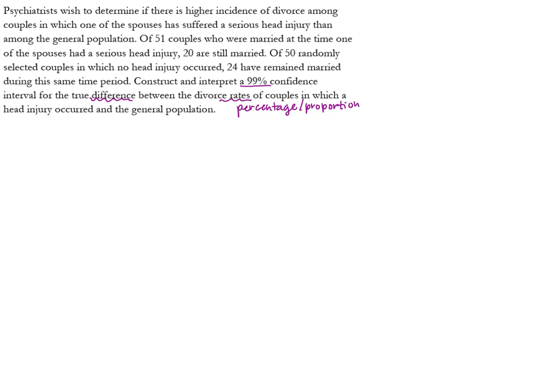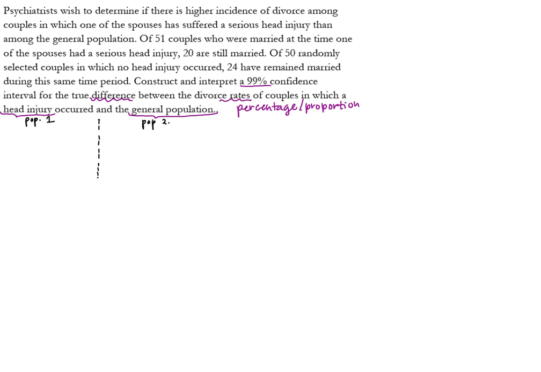The other thing you'll notice is that there are two samples or two populations involved. Those groups in which there was a head injury and those in which there was no head injury, or what we would call the general population. So we might want to collect our sample data here relative to their two groups, population 1 and population 2.